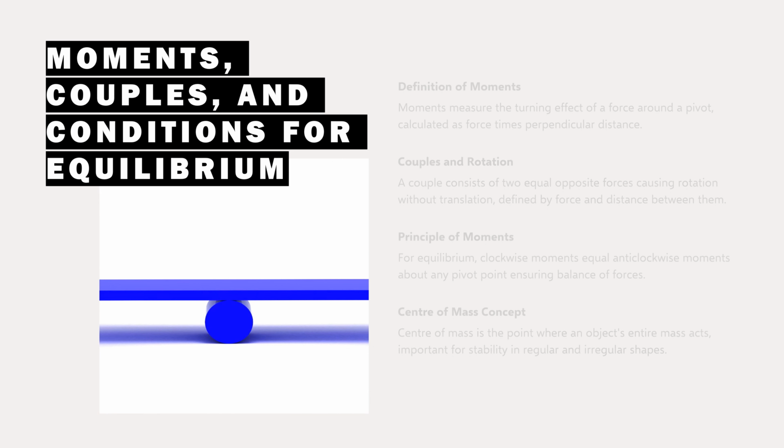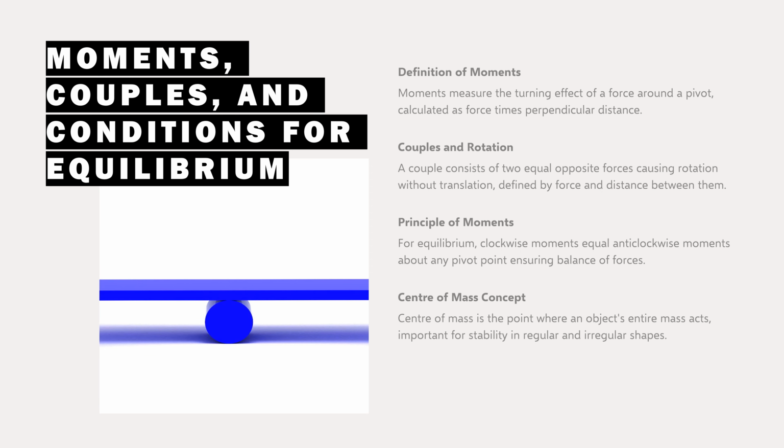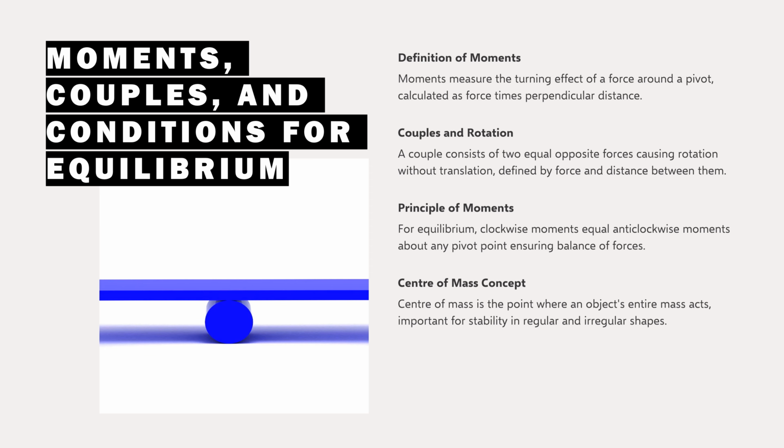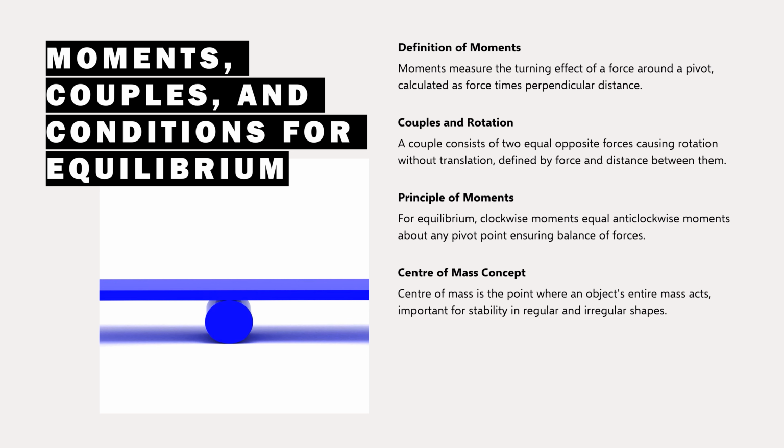The moment of a force is defined as the product of the force and the perpendicular distance from the pivot to the line of action of the force. This relationship explains why forces applied further from a pivot produce a greater turning effect, a principle widely used in everyday tools such as spanners and door handles.